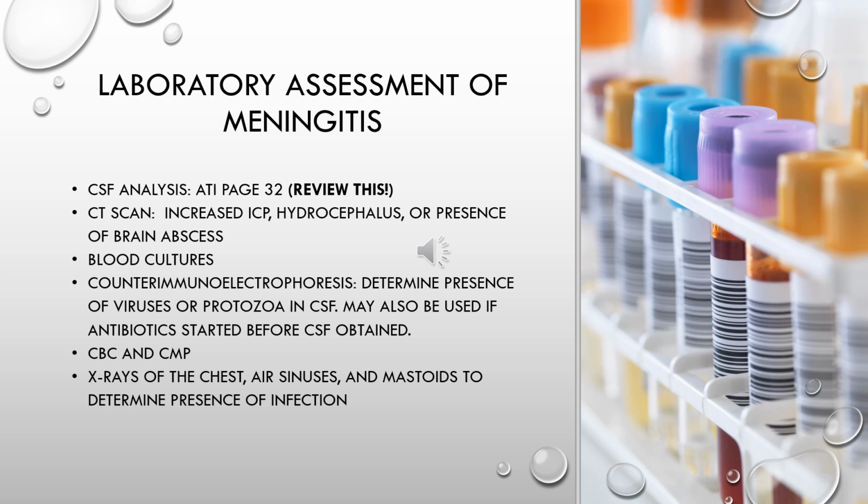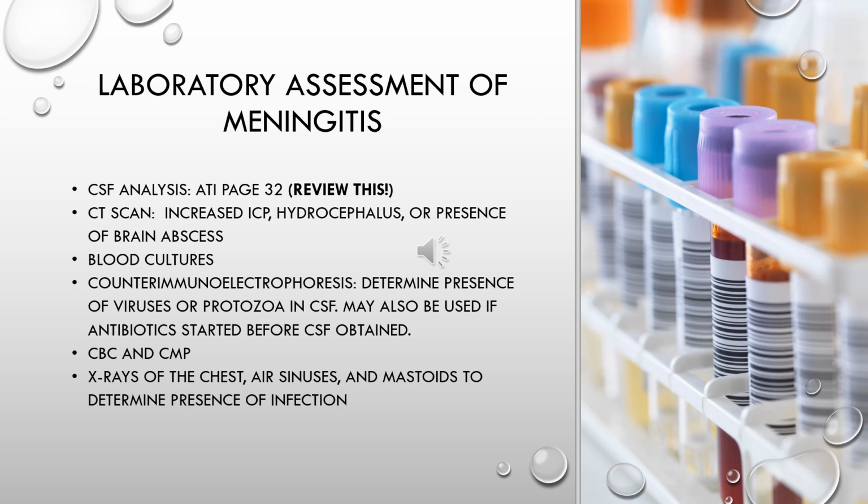Some other things that you'll see with bacterial meningitis in your CSF, as you can see, are an increased amount of white blood cells and increased protein. The glucose level will usually be decreased in that one. With viral, usually the WBCs are not going to be elevated. Your protein could be normal to elevated, and the glucose is normally normal in that particular type of meningitis.